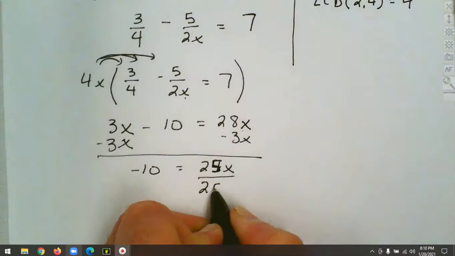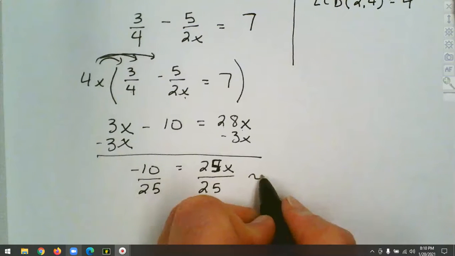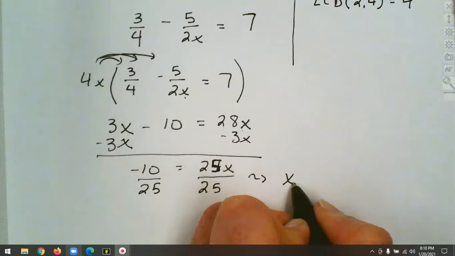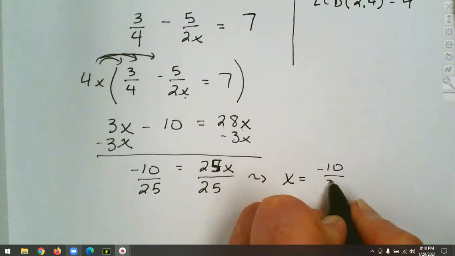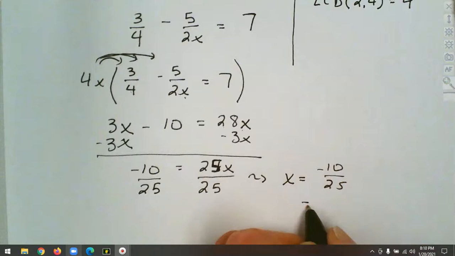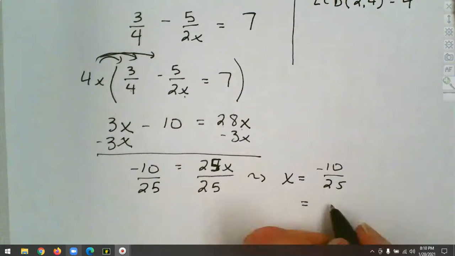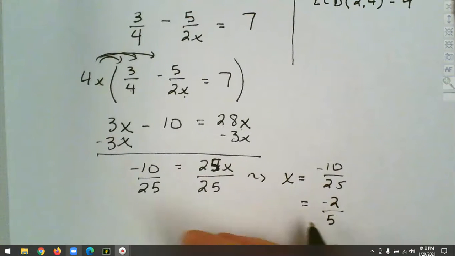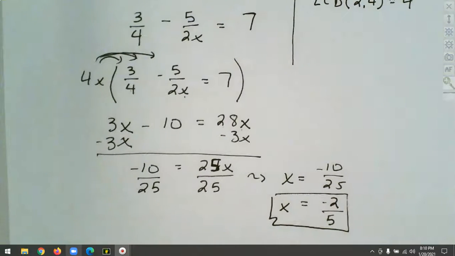Divide both sides by that 25. And then we're going to reduce. So what we've got before we reduce is minus 10 over 25. Well, minus 10 over 25 reduces down to minus 2/5, doesn't it? Okay, so that's going to be our final finished answer. Is everyone okay with how I did that?